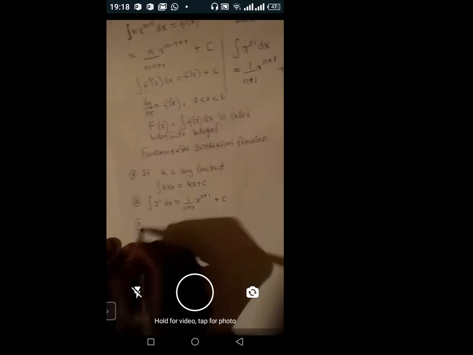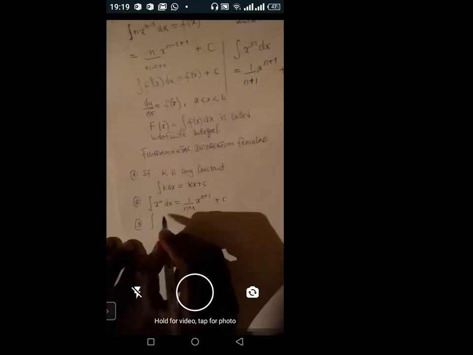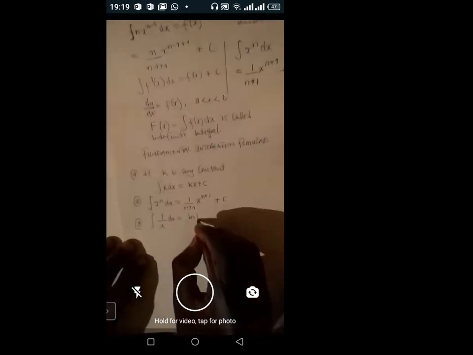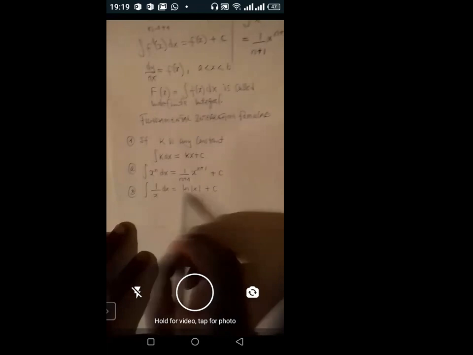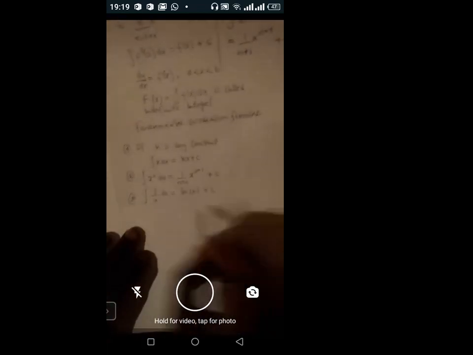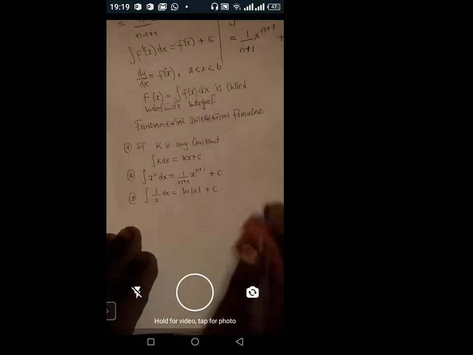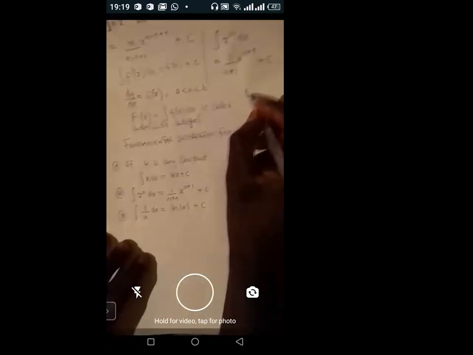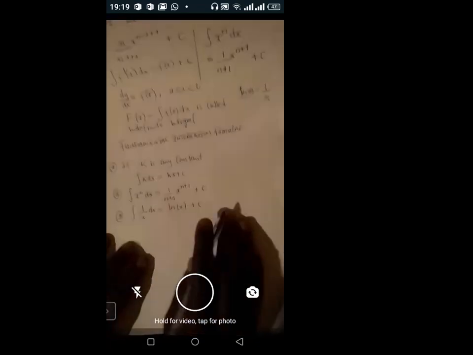So 3, the integral of, say, 1 over x dx is equal to ln of x plus c. It's unfortunate we never looked at how to differentiate the ln of x, so that is where we get this one from. We simply observe that the differentiation of ln x is simply equal to 1 over x. So when you integrate, you simply get back to ln x. So that's what we have there.